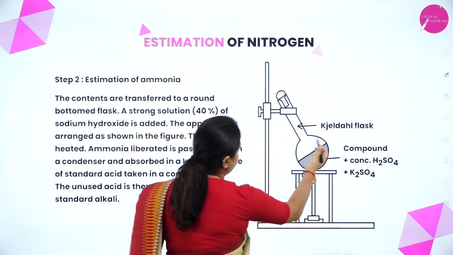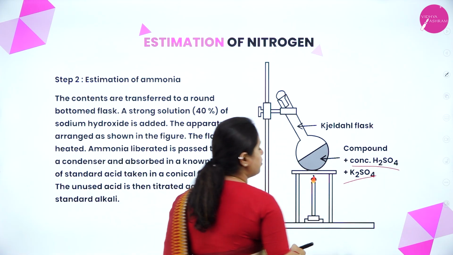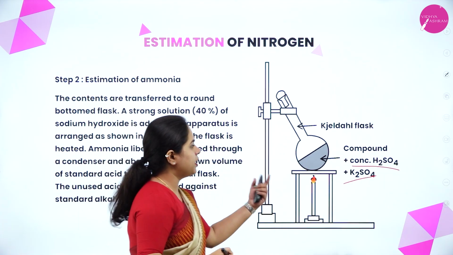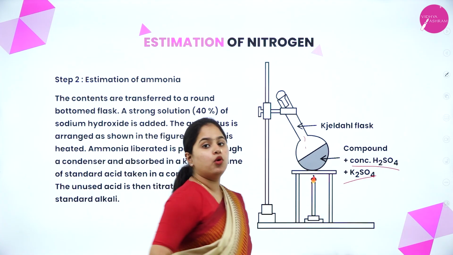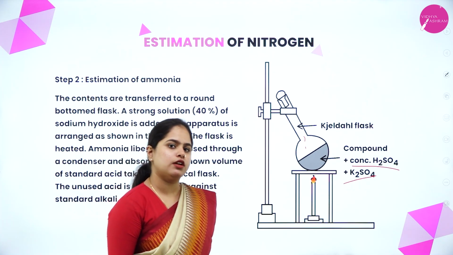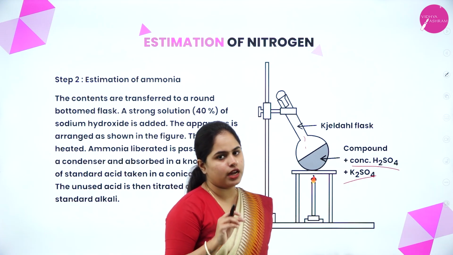Okay, so our organic compound is taken here. We mix it with concentrated sulfuric acid and potassium sulfate. Then we heat it. Once we heat it, what is getting liberated here? Ammonium sulfate. Right, ammonium sulfate is formed, and that is further cooled. So that is the first step.